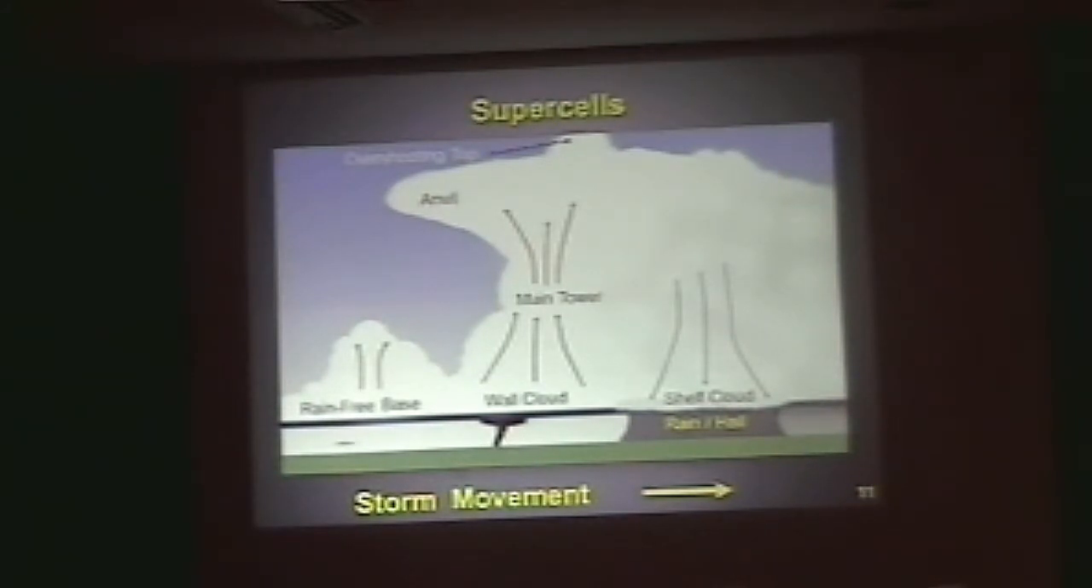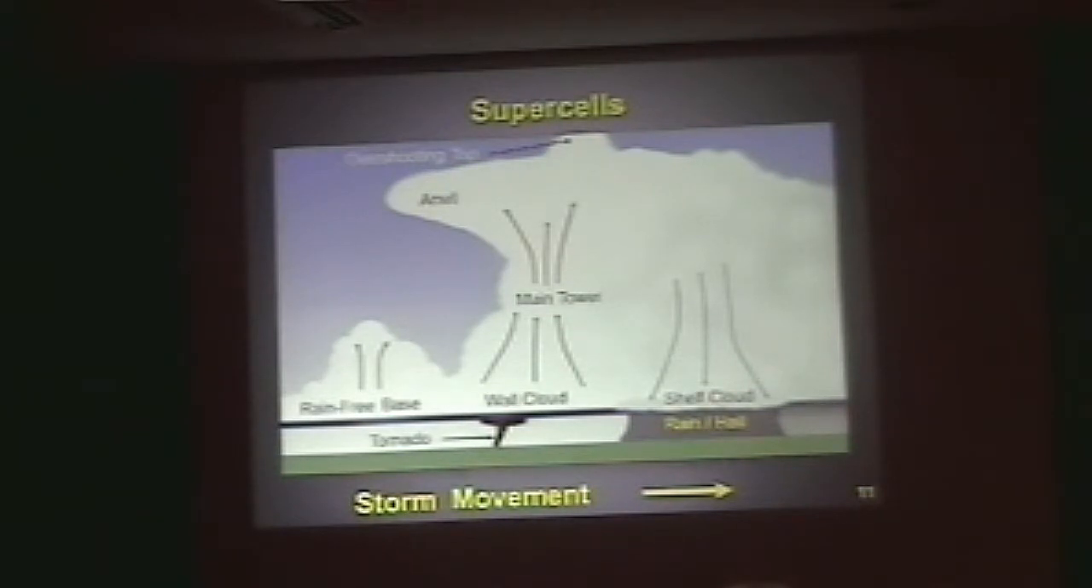And sometimes out of a wall cloud you can get a tornado. Now, you don't really need a wall cloud to get a tornado, and you do not need a supercell thunderstorm to get a tornado. Tornadoes can form anywhere in the thunderstorm, and they can form out of any thunderstorm. But most of them come from supercell thunderstorms. Most of them come from wall clouds. But nothing is always or never.